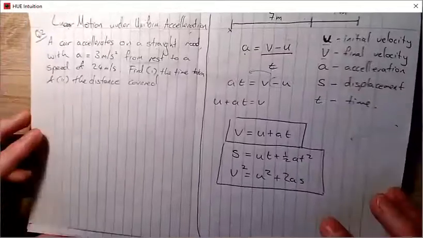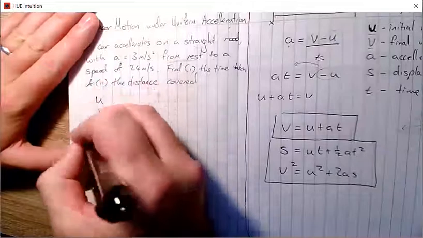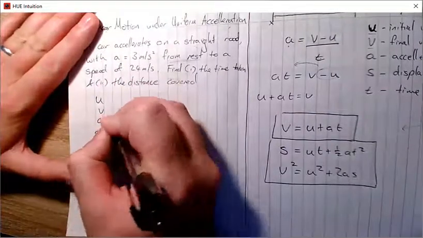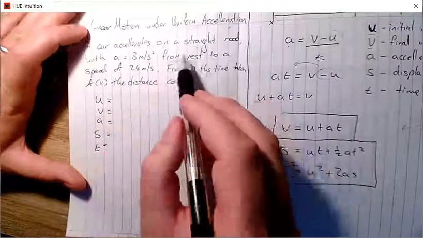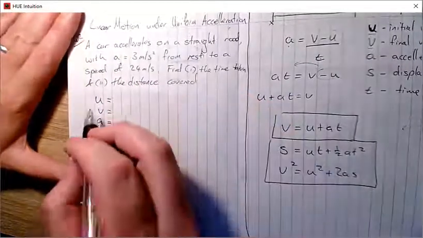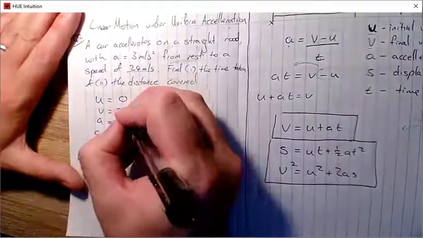But to come back over here with all of these questions, generally speaking, you'll start off by saying, well, what are my UVAST variables? So in this example, initial velocity, well, it was from rest. That's an initial velocity of 0. Final velocity, 24 meters per second.